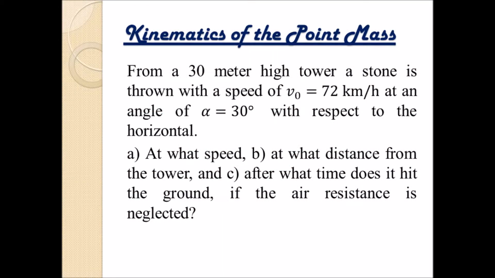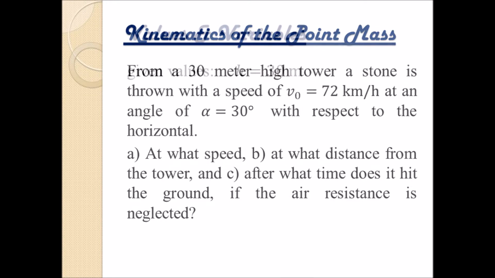From a 30-meter high tower, a stone is thrown with a speed of v0 equals 72 kilometers per hour at an angle of alpha equals 30 degrees with respect to the horizontal. A, at what speed, B, at what distance from the tower, and C, after what time does it hit the ground if the air resistance is neglected.